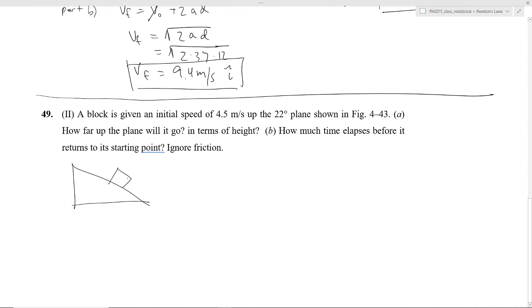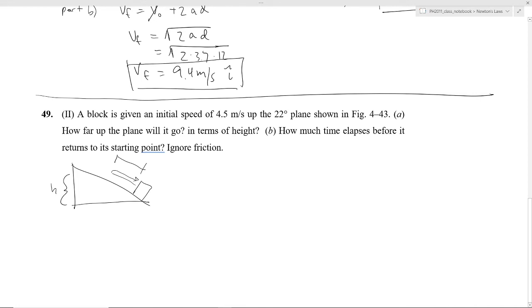So this thing has some initial velocity, and it's going to go up and then come back down. So we're curious, how far up the plane it will go, both like this, and also in terms of height. So how far up will it go?